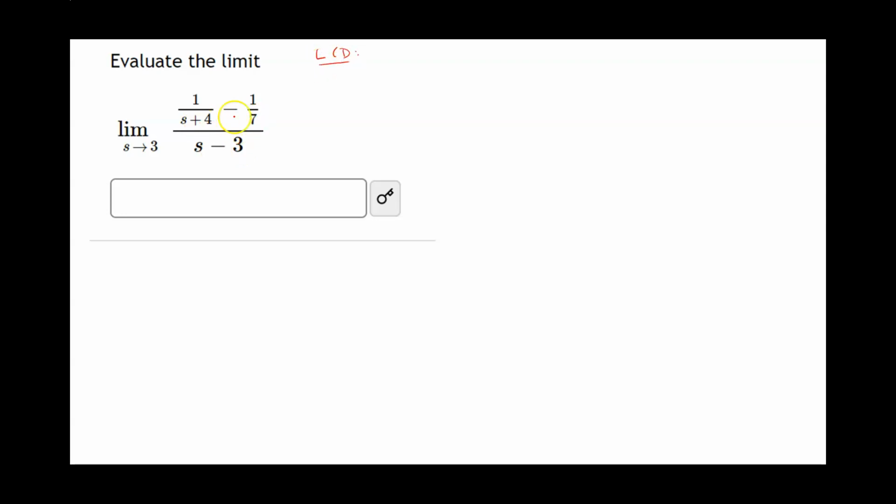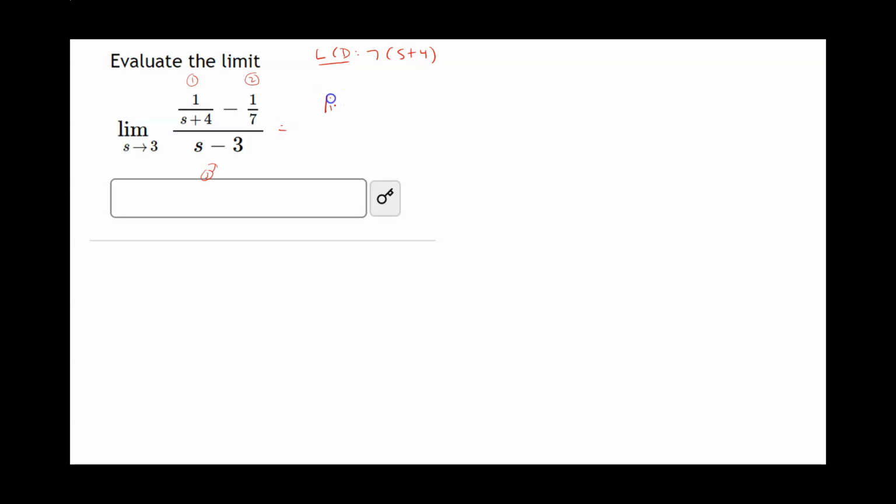And in this case, the LCD for the numerator is going to be 7 times s plus 4. And multiply each of the terms. So there are 3 terms here. We got 1, 2, and the denominator has a separate term. I'm going to call that 3. And multiply each of the terms by the LCD, which is 7 times s plus 4. So when you multiply by the LCD, remember you always multiply the numerator.